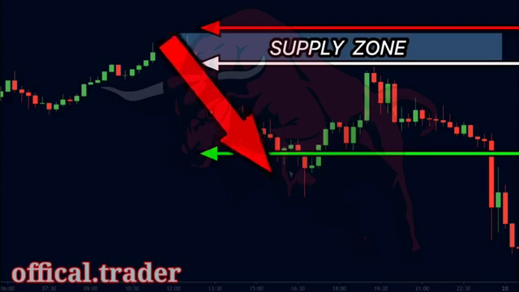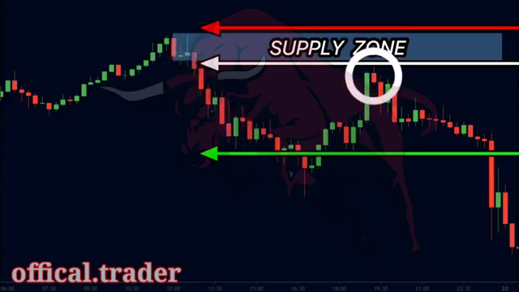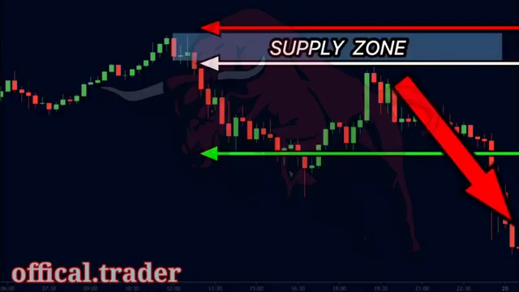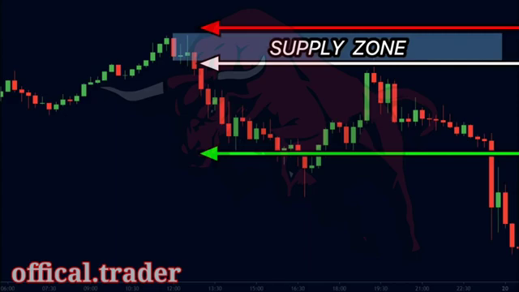After the down move, the price makes a pullback and tests the supply zone. This candle triggers our order. And as you can see, the price makes a strong down move after it touches the supply zone. Hence, we successfully closed the trade in profit.